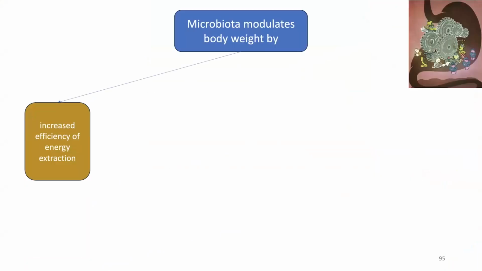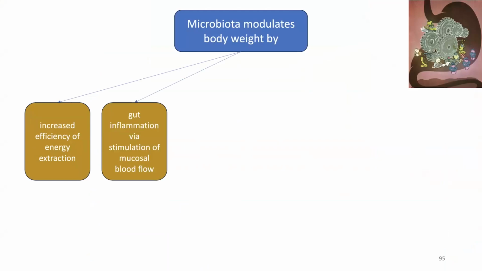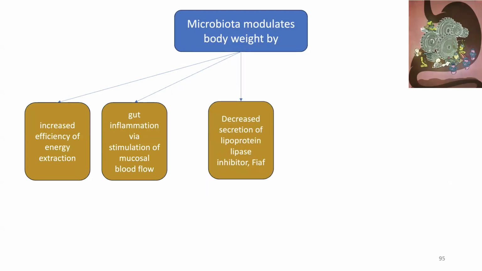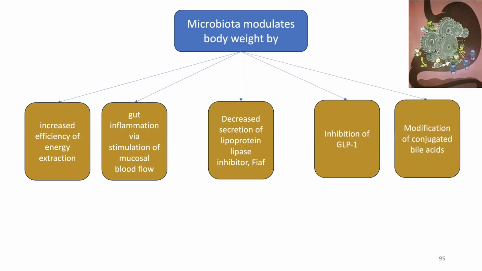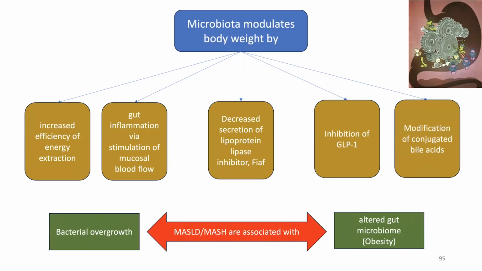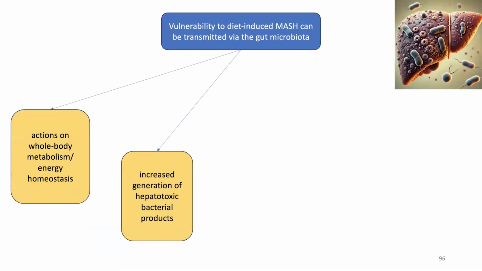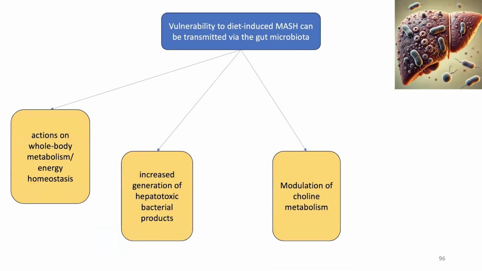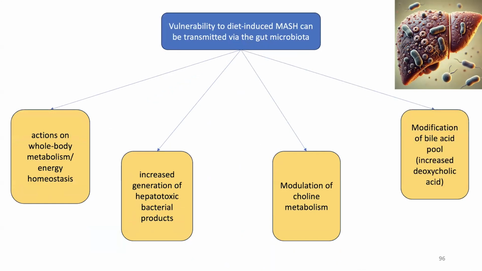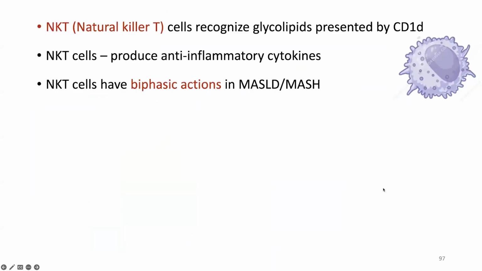And this observation can come from the fact that we know that microbiota tend to increase the efficiency of the energy extraction. They lead to the gut inflammation and the stimulation of the gut flow. They decrease secretion of the lipoprotein lipase inhibitor, and they also tend to modify the conjugated bile acids. All of these are so important in causation of the inflammation within the liver. In fact, it has been shown that they not only act on the GI tract, they have wide systemic effect, and that is the reason the microbiota has not only been implicated in NAFLD, but it is also a source of the problem for so many other diseases.